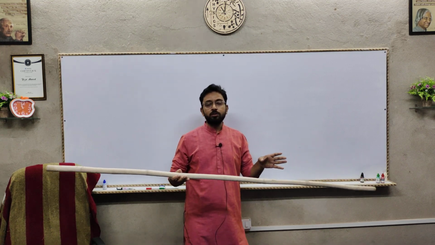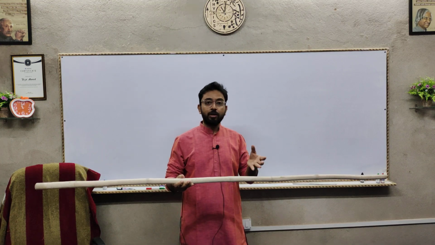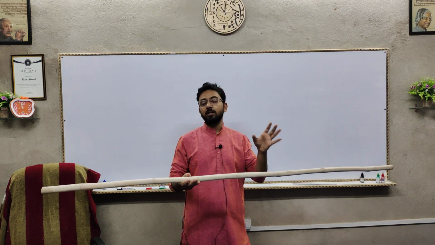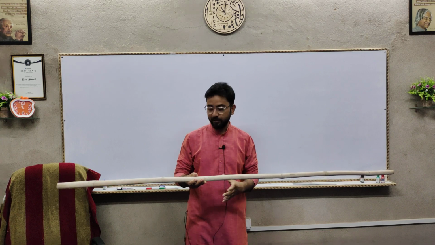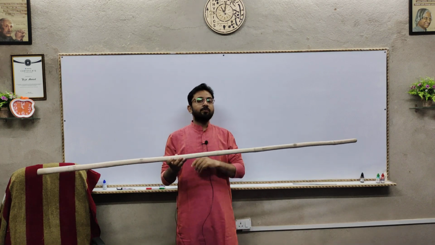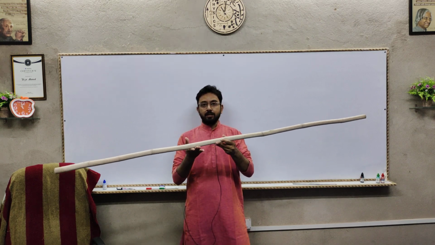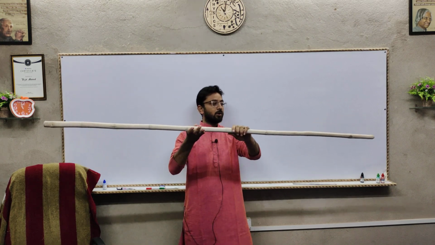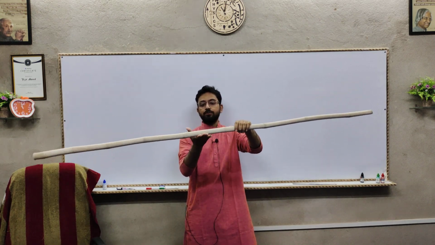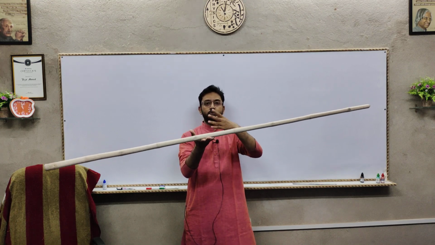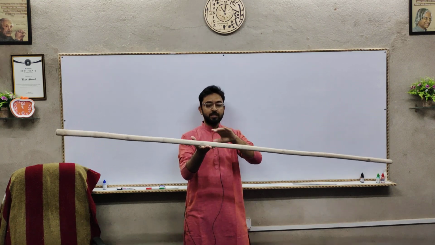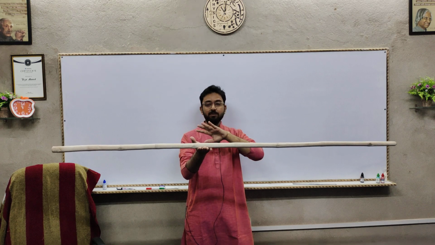I am just going to demonstrate how you can find the center of mass easily with an experiment. Now you see, what is the center of mass? It is a point from where you can balance this stick. It is very difficult to find the center of mass. You have to use a hit and trial method, checking each point to see where the stick balances.